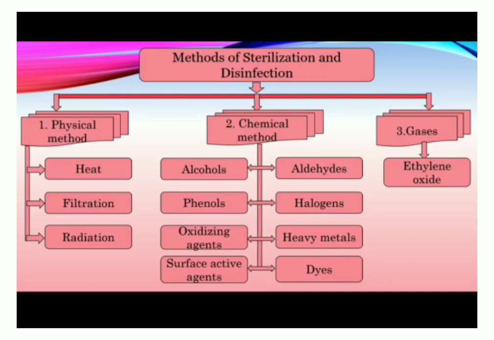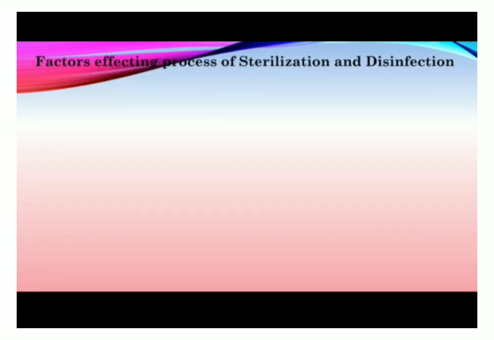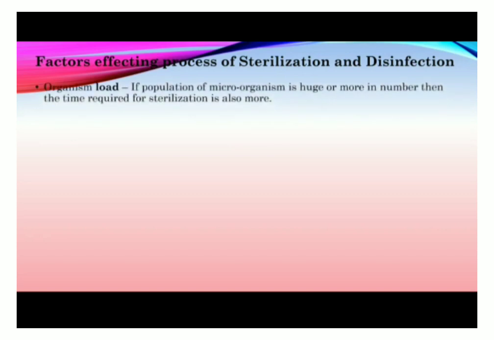So let's start with our first method of sterilization, that is the physical method. Before starting with the physical method, let's see some important factors that affect the process of sterilization and disinfection. First one is organism load. If the population of microorganisms is huge, then the time required for sterilization is more. The less the population, the less time required for sterilization.